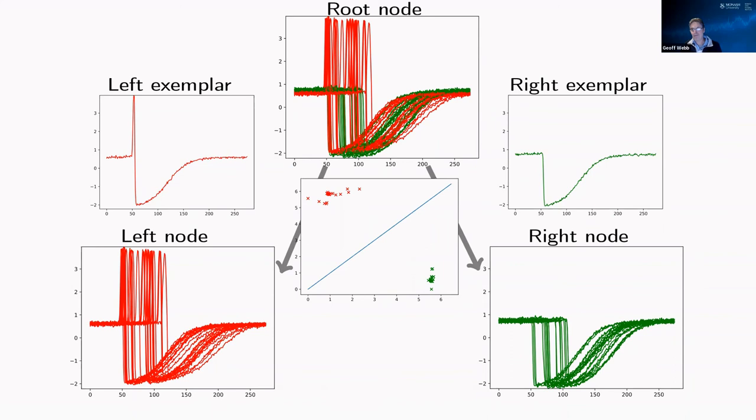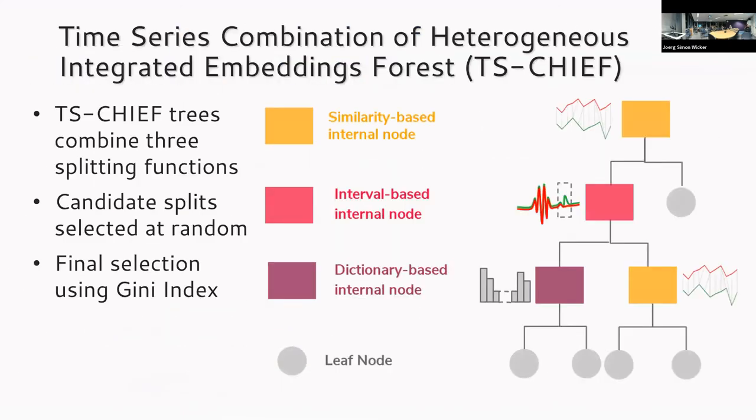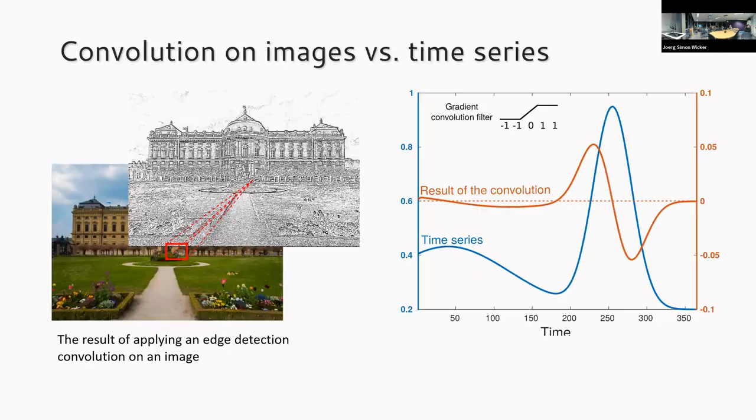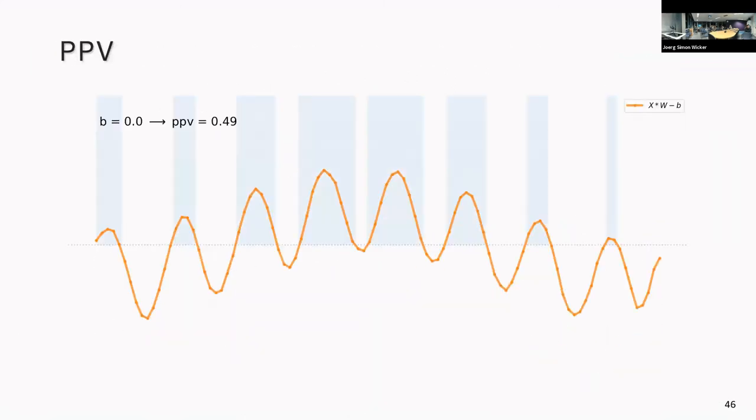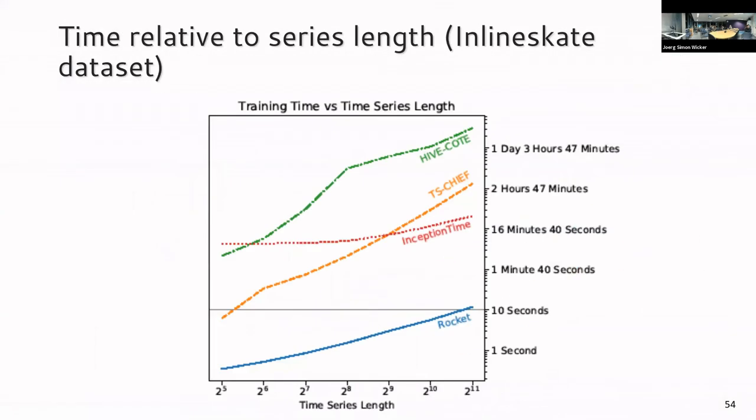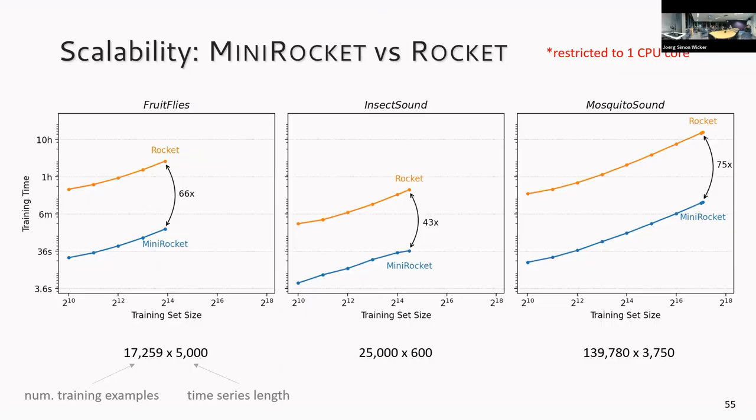Okay, is there a question? I've got a question about Rocket. You have 10,000 kernels as the parameter that was chosen. I saw in one of your graphs you have a performance metric for 10, 100, 10,000. Is 10,000 just the point at which you get diminishing returns? Or why was 10,000 chosen? And have you tried a larger number as well?